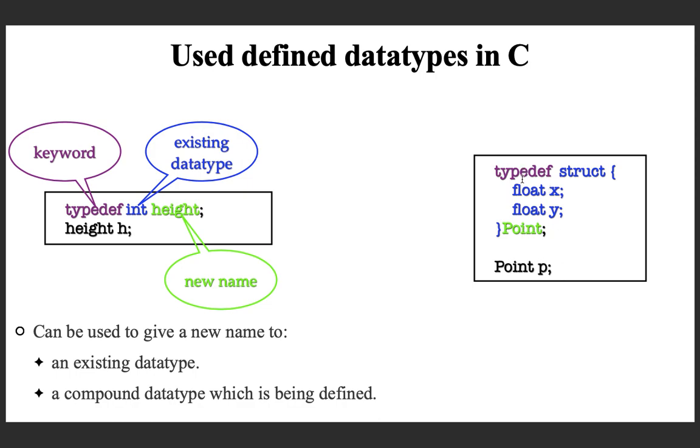So here again, this is the keyword typedef, then the newly defined data type in the blue color, followed by the name given to that data type. If you look at here, it's again the same, keyword typedef followed by an existing data type followed by the new name. The only difference here is that it is not an existing data type, but it is the data type being defined. Okay, this is how a programmer can define his own data types.